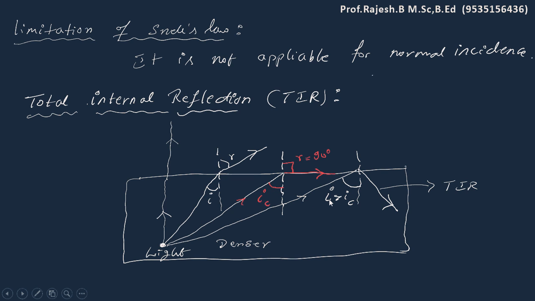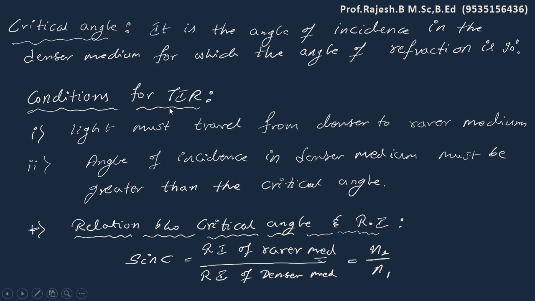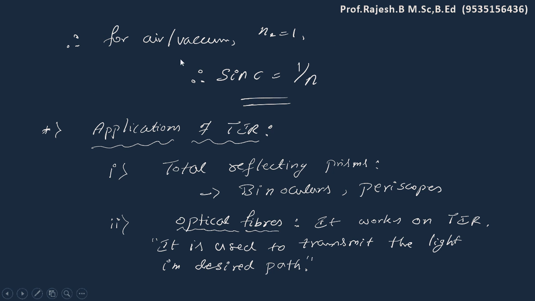Any angle of incidence greater than the critical angle, then the light falls back into the same medium. This is called total internal reflection. So the conditions for TIR: light must travel from denser to rarer, angle of incidence must be greater than critical angle. The relationship between critical angle and refractive index: sin C equals refractive index of rarer medium by refractive index of denser, so N2 by N1. If the rarer medium is air or vacuum, then sin C becomes 1 by N.